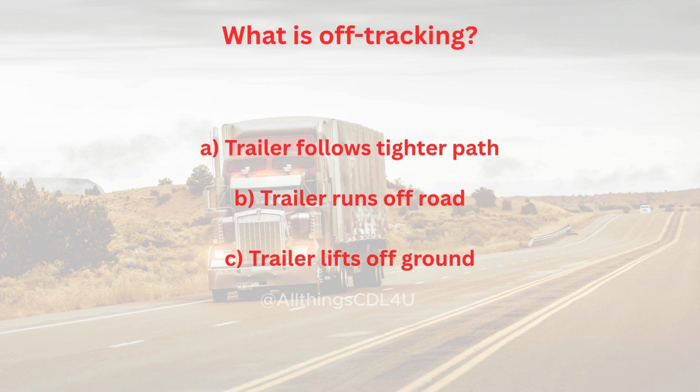What is off-tracking? A. Trailer follows tighter path. B. Trailer runs off-road. C. Trailer lifts off ground. A. Trailer follows tighter path.